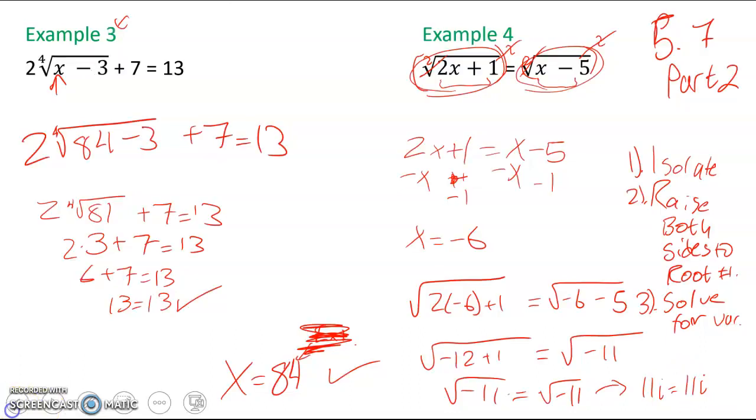So we have that if we plug a negative 6 in, it's equal to an imaginary number, but still, negative 6 checks out, though, because we plug it in, even though we have imaginary numbers, 11i is still equal to 11i, so it works, all right? So it is not an extraneous solution, all right?